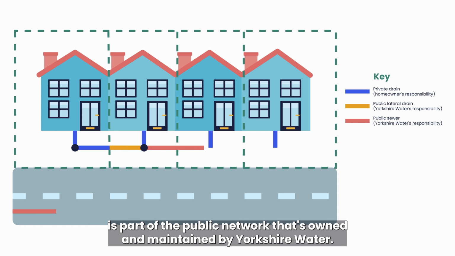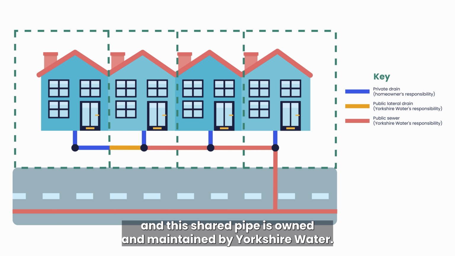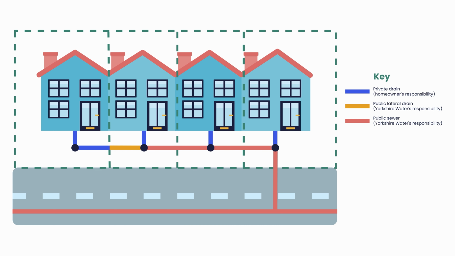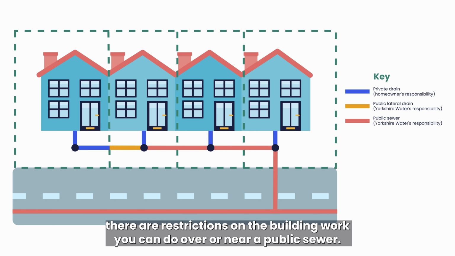A public sewer is part of the public network that's owned and maintained by Yorkshire Water. In this example, there are multiple properties connected to the public sewer on the same shared pipe, and this shared pipe is owned and maintained by Yorkshire Water, even though it crosses through three of the properties' gardens. There are restrictions on the building work you can do over or near a public sewer.